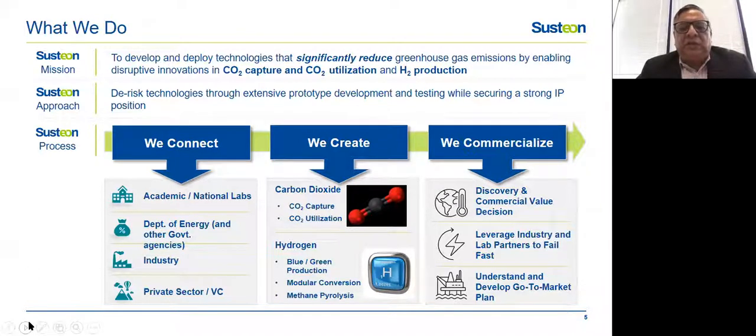And we are also looking at hydrogen production. In our company, we work very closely with the academic and national labs, Department of Energy, industry, and private sector to see how we can take these innovations and convert them into deployable technologies. And I think commercialization and scale up is an important part of our mission. I'll give you some examples in my presentation.